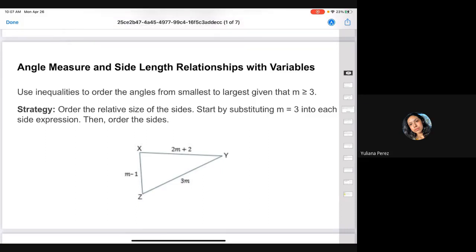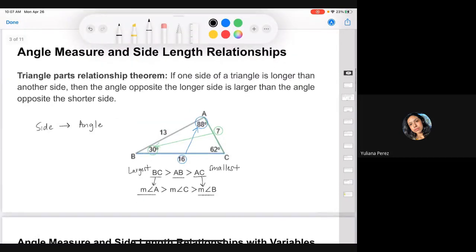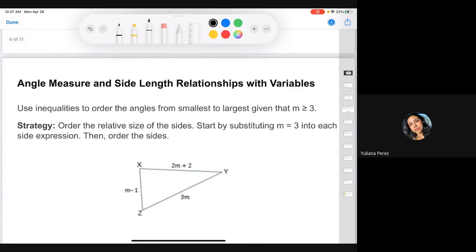Okay, so here we have an example problem. And basically what we're going to apply is this theorem we just looked at, the triangle parts relationship theorem, right? The triangle parts relationship theorem told us that we could rank these different side lengths from largest to smallest, and we can rank these angles from largest to smallest.